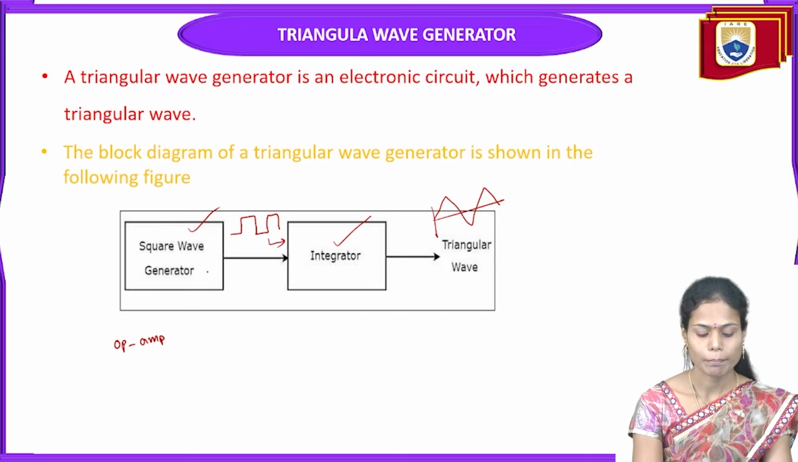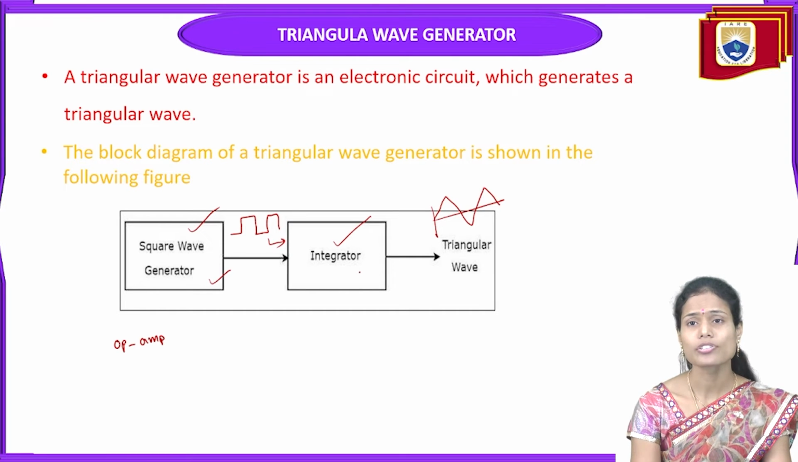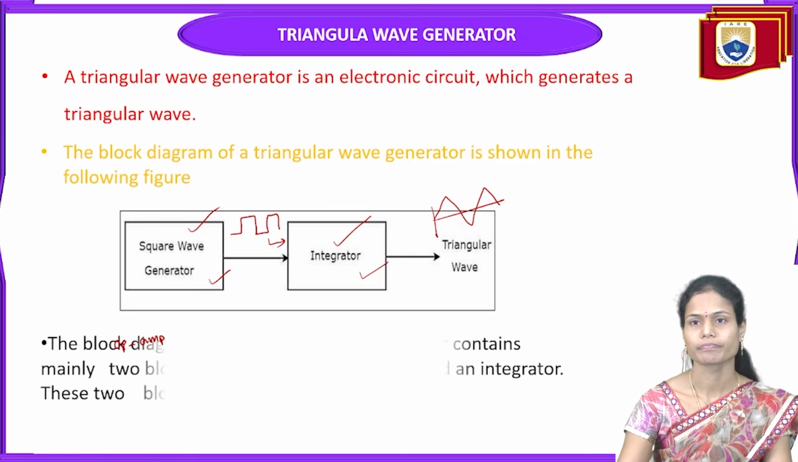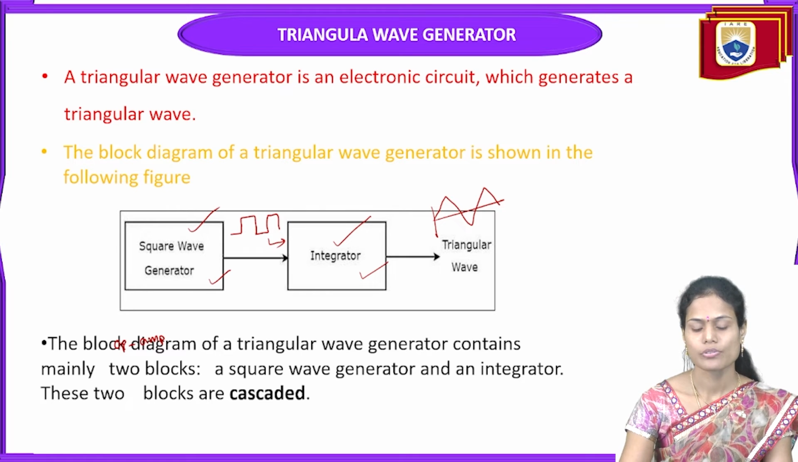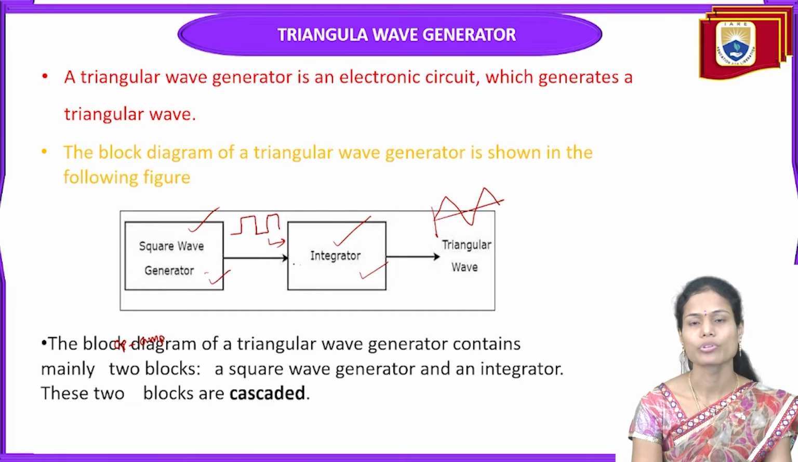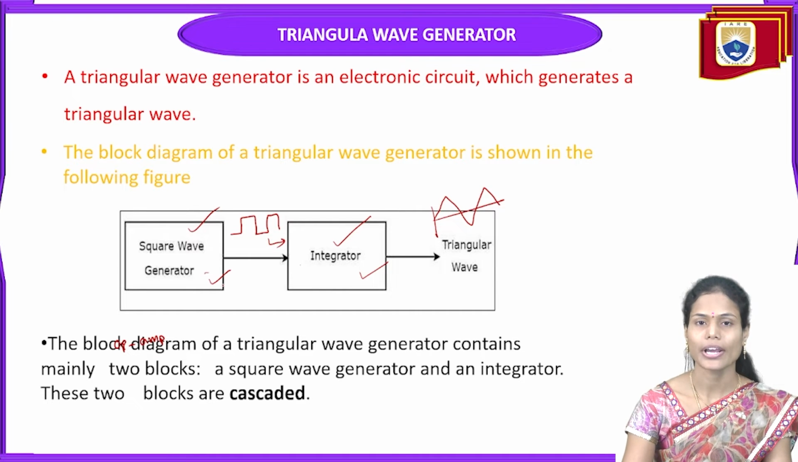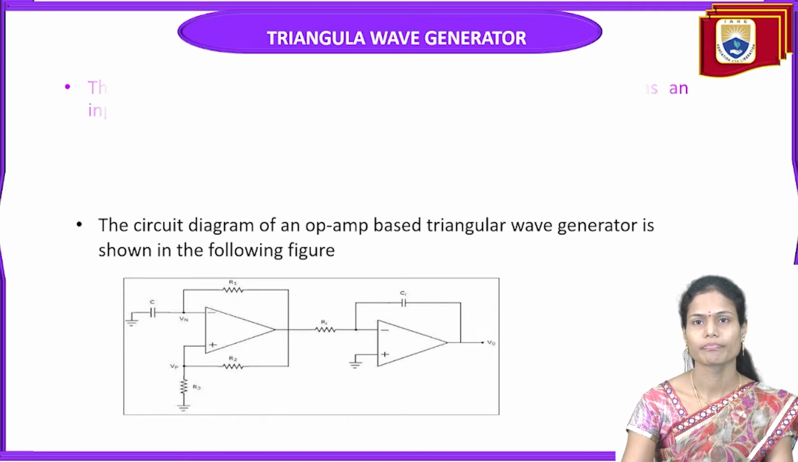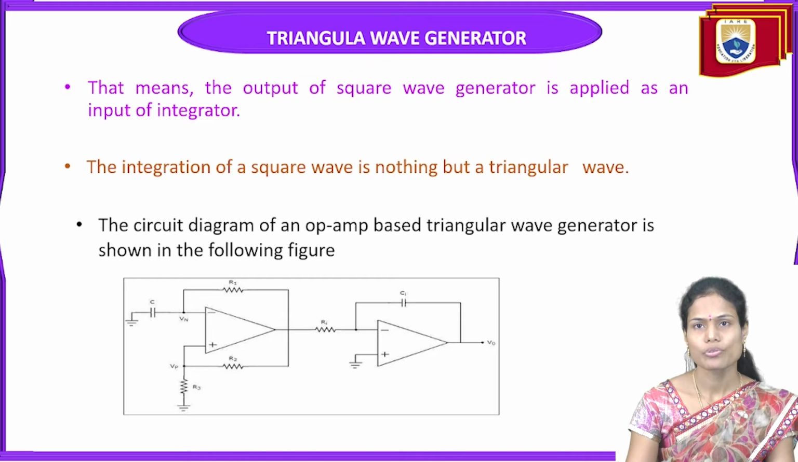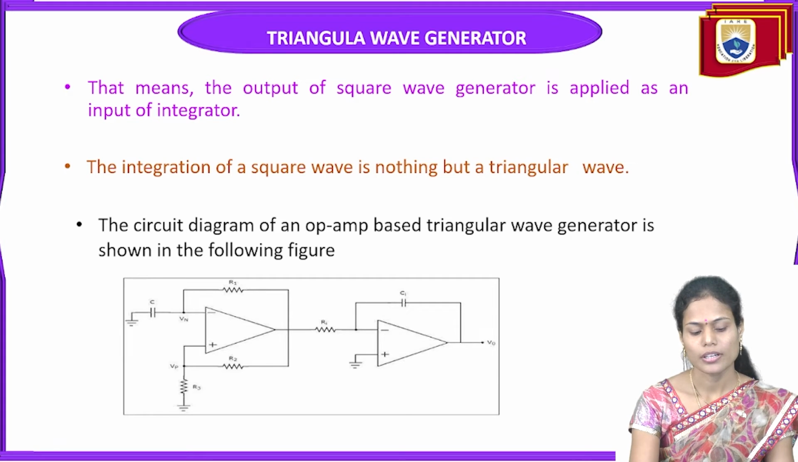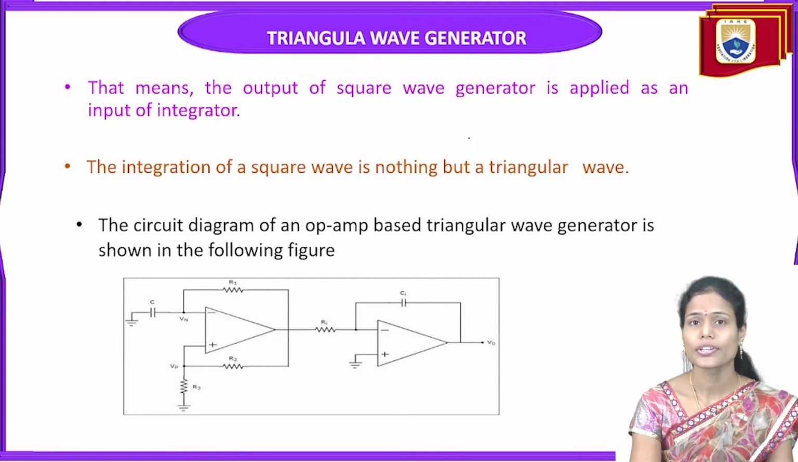Now we will replace these blocks with the internal circuits of the square wave generator as well as the integrator circuit. If we cascade these two circuits, we can form the triangular wave generator. Here the output of the square wave generator is applied to the input of the integrator circuit. The integration of a square wave is nothing but the triangular wave.